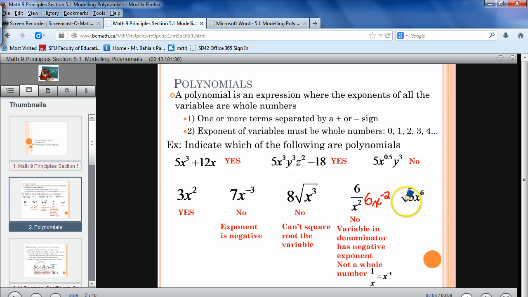Now here, there's a square root sign, but it's only square rooting the number, not the variable. So the variable still has a positive 6 exponent, so it should be good. And it is a yes.